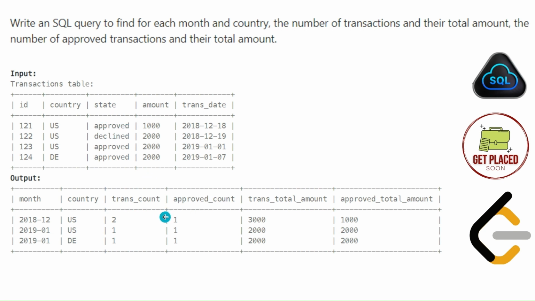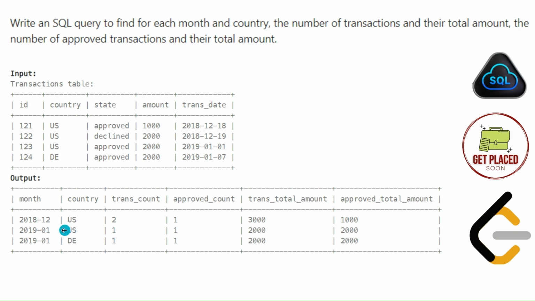Therefore, what will be the approved count? Only one. What is the total transaction amount? The total transaction amount consists of both approved and declined. So 2000 plus 1000, 3000. Out of them, how much got approved? 1000 got approved. Now you can see in the month of January 2019 also, there are two transactions but from different countries. Therefore, we will write these entries separately.